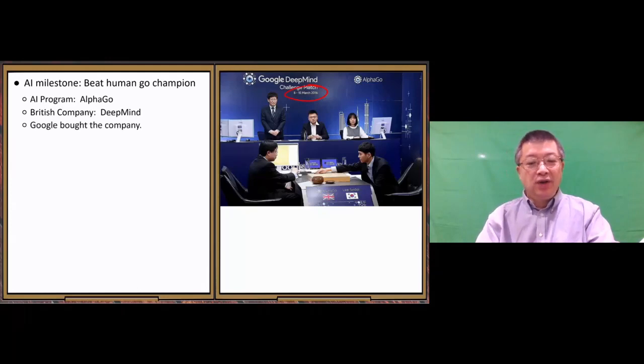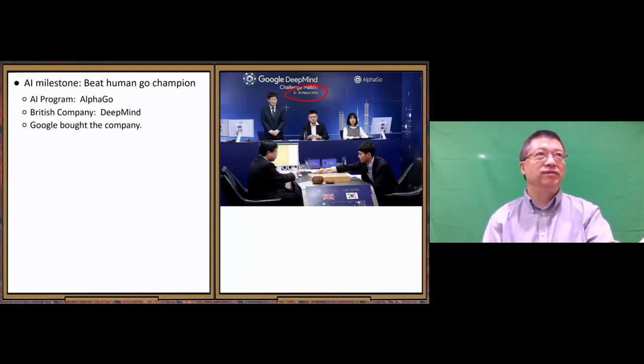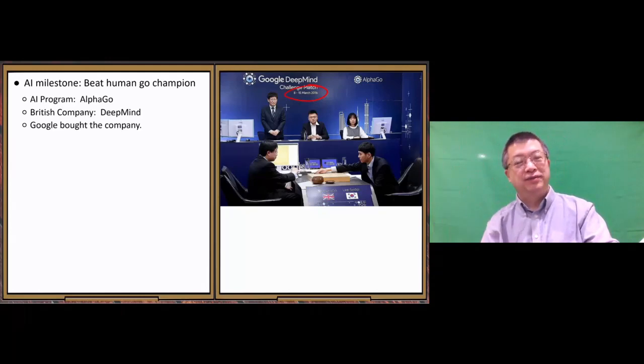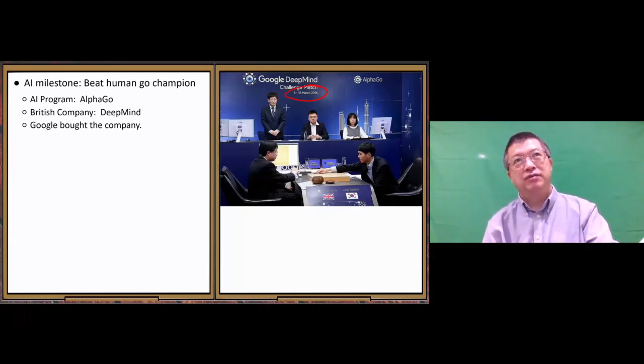Google bought the company two years before 2016, only two years before that big event, because Google had a huge amount of computing resources and a lot of AI engineers. So quickly, DeepMind reached a level that could challenge a human champion. That fast, in about two years. Can you imagine that?